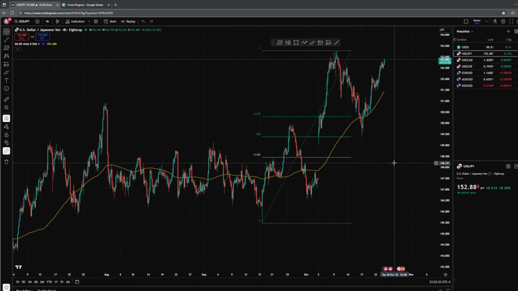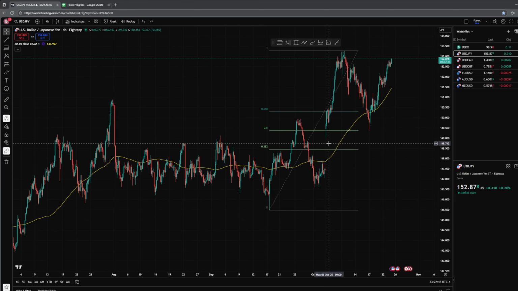So me personally, I didn't buy USD Japan Yen. I sold New Zealand dollar USD. That's why I didn't touch it. I don't have extra bullets to trade on USD Japan Yen. So okay, let's continue.